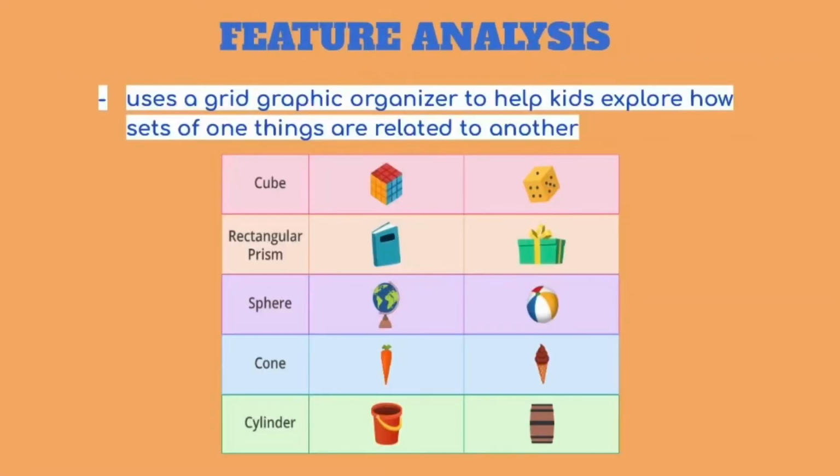Feature analysis. The semantic feature analysis strategy uses a grid graphic organizer to help kids explore how sets of one thing are related to another. By completing and analyzing the grid, students are able to see connections, make predictions, and master important concepts. Using the TEK as an example, you can give children different objects or pictures, and have them construct and label and see connections to each object. Then, have them label them on a chart just as you see here.